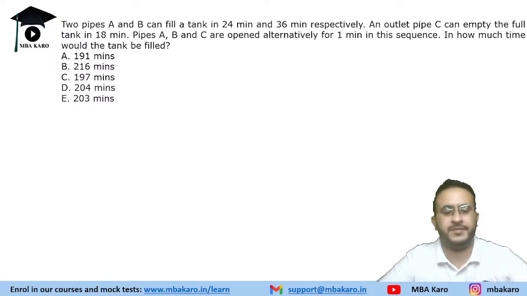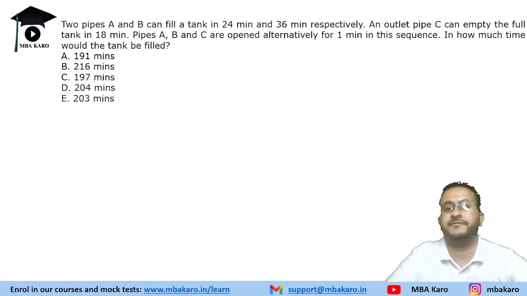So there are two pipes, A and B. They can fill in 24 and 36 minutes, and C can empty the full tank in 18 minutes. And these three are opened alternatively for 1 minute, and you need to tell when would the tank be full. So, alternate work based question.